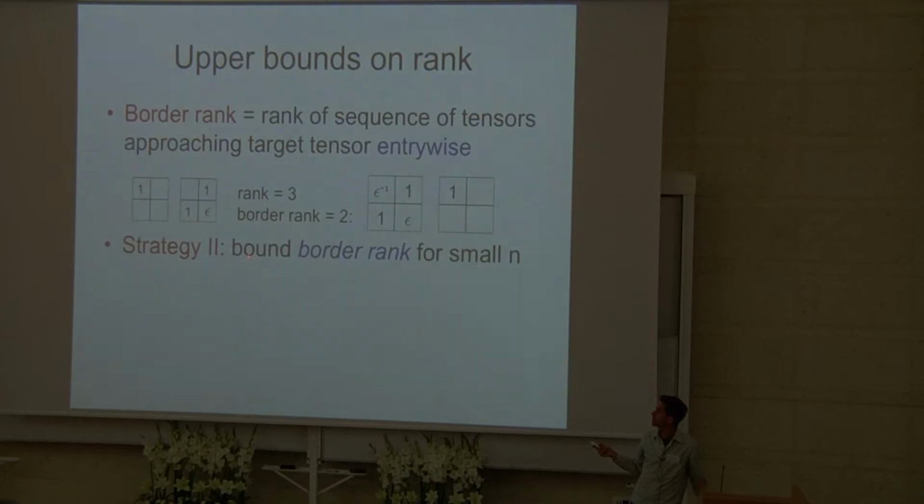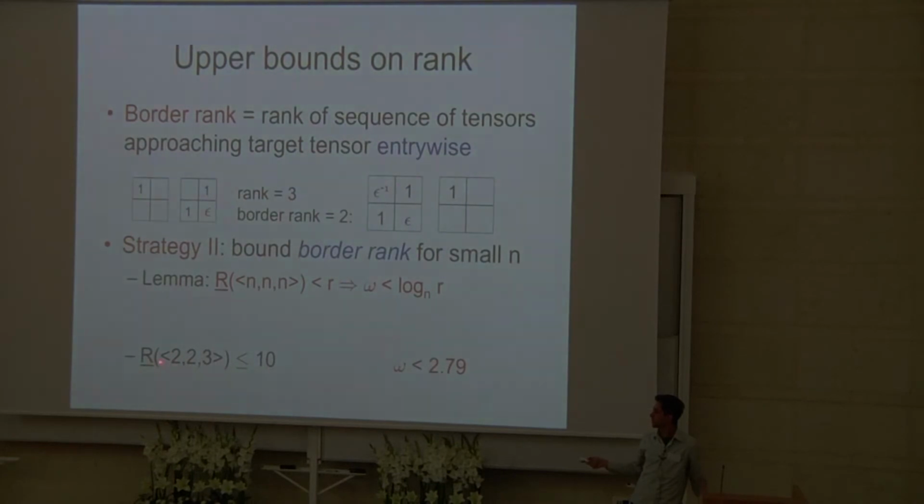So strategy number 2 is to bound the border rank of the matrix multiplication tensor for small n. And the reason this is useful is because there's this wonderful lemma that says the border rank of n by n matrix multiplication, that's what this notation means, if that's less than r, then you get a bound on omega which is the same bound as you would get if you were bounding the ordinary rank.